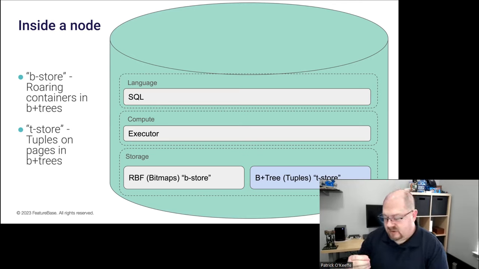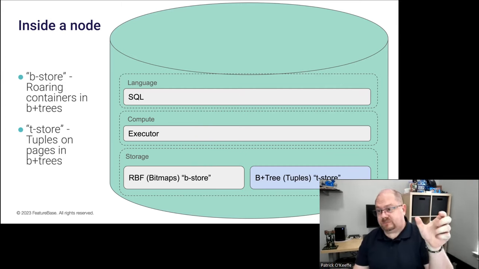And I've said that bitmaps are the primary data storage mechanism, but not the only one. We broadly have two data stores underneath. We don't talk about this quite so much publicly, but there's a so-called B store and a so-called T store. The way to think about those is the B store is roaring containers in B trees. So what we basically do is use the high order bits of the bitmap offset for a table, along with some other information, as a key into the B tree.